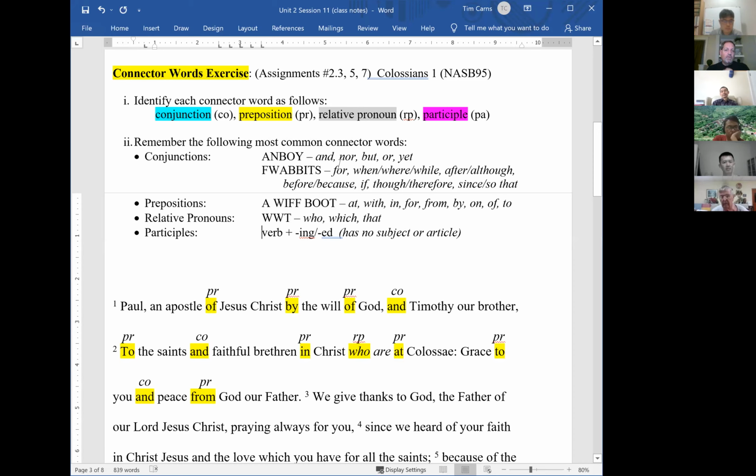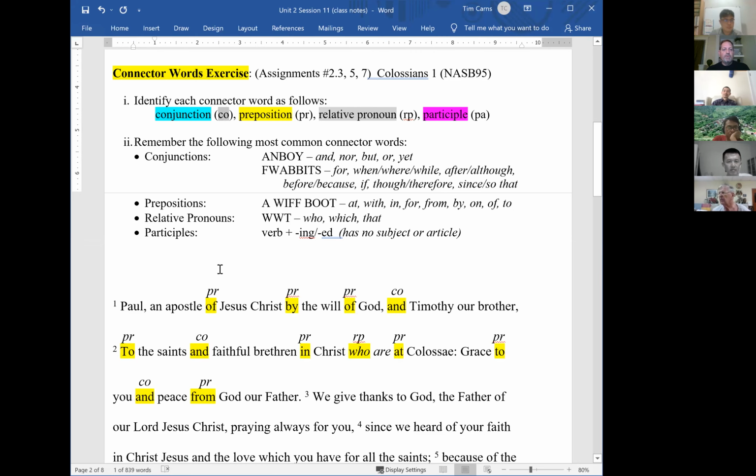All right, so what I'm going to do is leave these up here, but what I want you to do is identify each connector word. We're just going to go through a verse at a time. I'll give you a minute to look at the verse, and then have one of you identify the connector words that you see, and we'll note them by these different abbreviations.